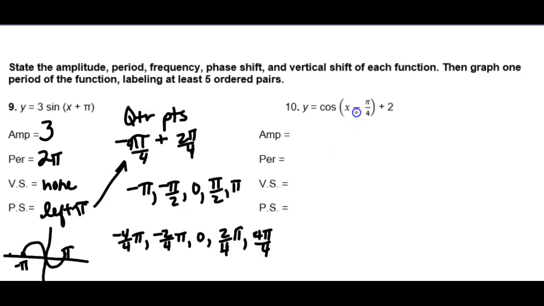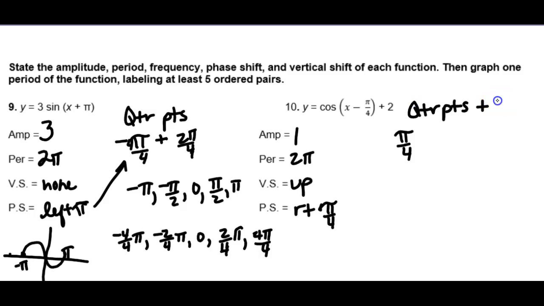This one is amplitude of 1. B is 1, so the period is still 2 pi. It has a vertical shift up 2 and a phase shift to the right, pi over 4. So it is going to start at pi over 4 for the quarter points. And then you are going to keep adding the period over 4. So if we add 2 pi over 4 once, we get 3 pi over 4.